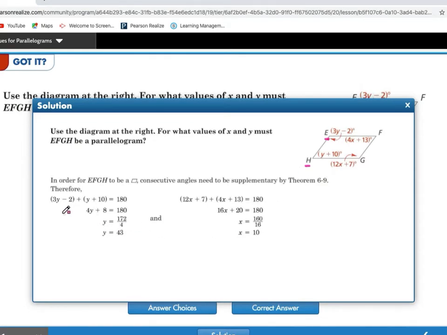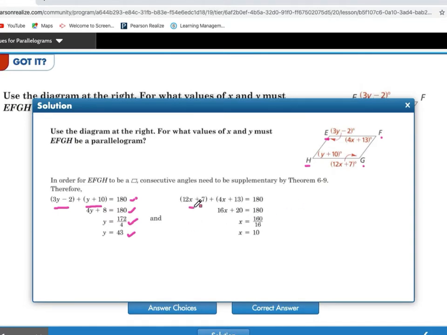So therefore, we can say that the measure of angle E plus the measure of angle H is equal to 180. So let's simplify and divide by 4 on both sides, and y is 40. Now, look at the other part. Also, angle G and angle F are supplementary because they are consecutive angles.